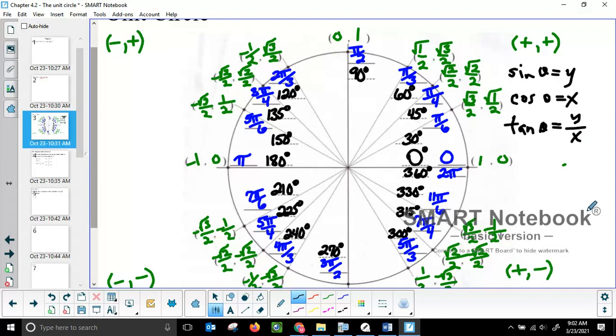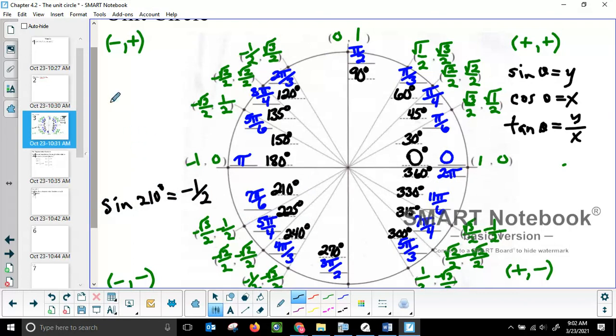All right, so for example, if I asked you, what is the sine of 210 degrees? All you have to do is come down here to 210 degrees. We know that sine is the y coordinate. So the sine of 210 degrees, yeah, that's it. That's all you have to do. All right.